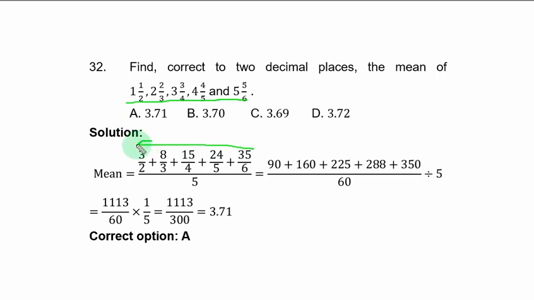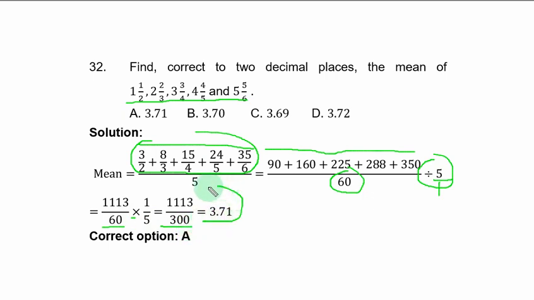Okay, so let us treat the numerator by adding the fractions, and of course you find the LCM. The LCM is 60. If you divide the LCM by each denominator and you multiply accordingly, you have 90 plus 160 plus 225 plus 288 plus 350. So let's divide it by 5 in this manner. But you can write this as over 1. So if you add the numerators, you have this. Now let's change the division sign to multiplication, and you invert 5 over 1 to 1 over 5. If you multiply, you have this result, and when you divide, you have 3.71 to 2 decimal places. A is the correct option.